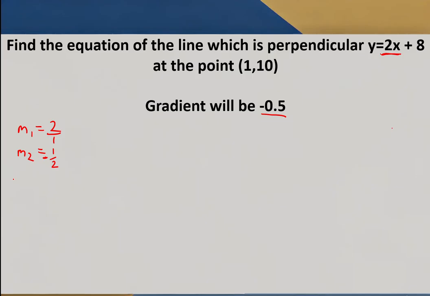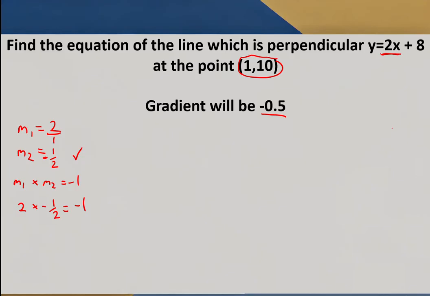I can double check that with the rule: gradient 1 times gradient 2 equals -1. 2 times -1/2 gives me -1. So we know our gradient. I'll tick that. That's the first part we need. We also need to know a point, and we've been told a point.